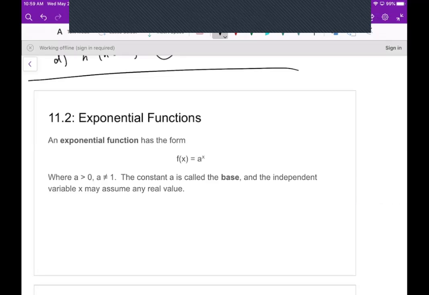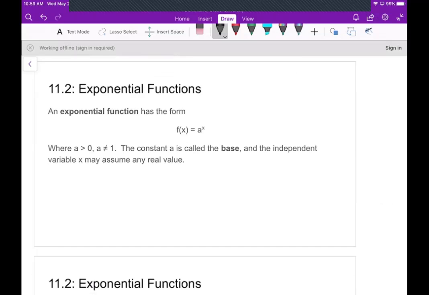Okay, guys, welcome. Today we're going to talk about exponential functions. Now, we say that a function is in exponential form if it has this form. It's a number raised to a power, with that power specifically being the variable. So you have a to the x.